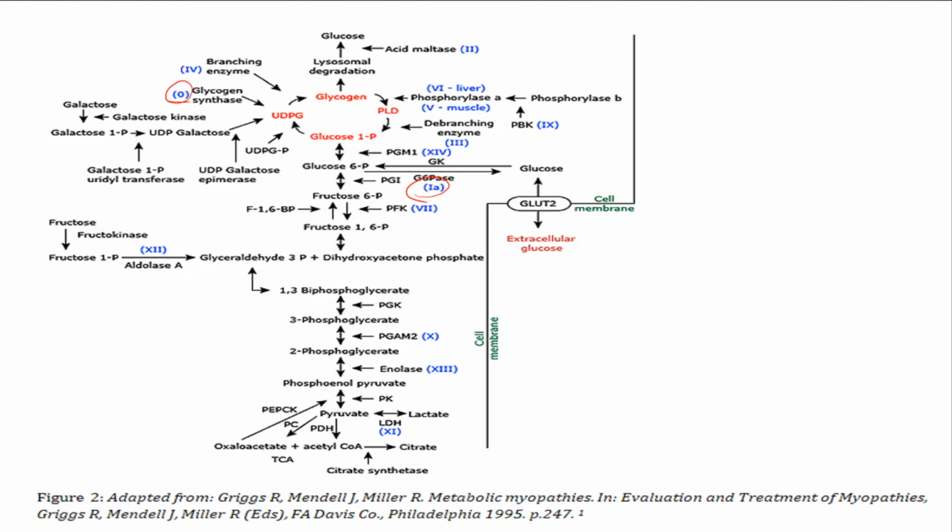We will add one more thing. If there is a lack of the enzyme called acid maltase, which converts glycogen directly to glucose by lysosomal degradation with the help of the acid maltase enzyme, that leads to type 2 glycogen storage disease. So you can have a snapshot for your exam point of view here.